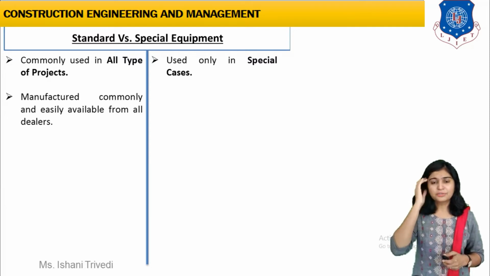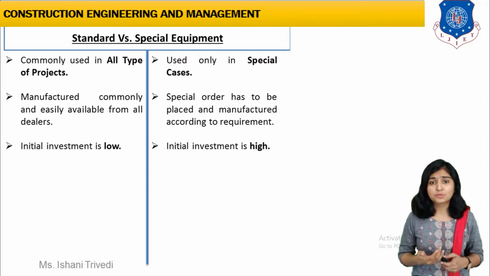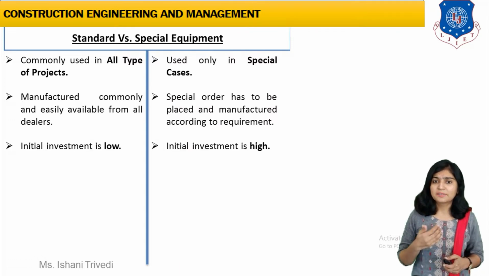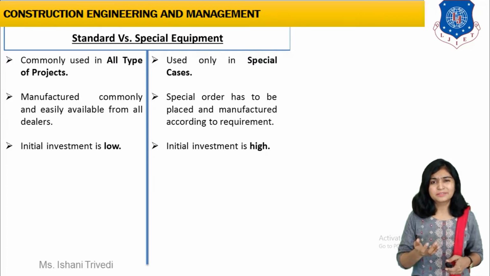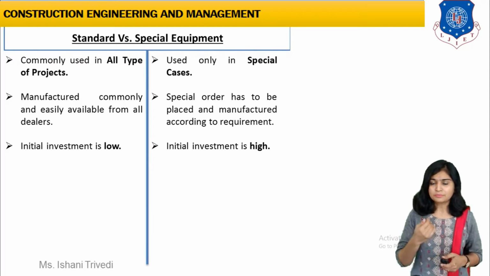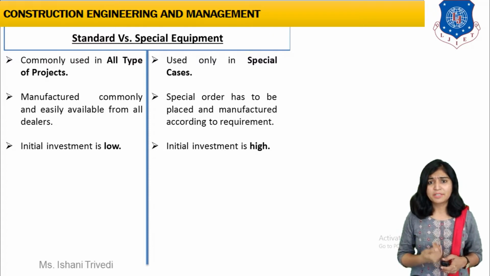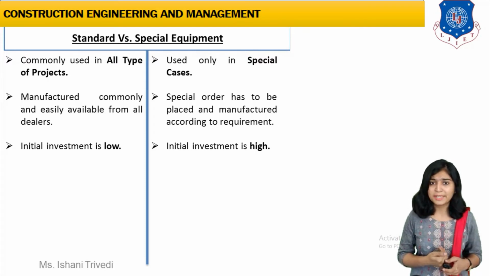Now, as I told you, there are certain types of equipment which will be standard throughout the country, and there will be some which have to be designed. So let us talk about the parameters. I think these points you will be able to write on your own also, but let us discuss quickly. The standard equipment will be used commonly in all types of projects, while the special, as the name itself says, will be used for special purposes only.